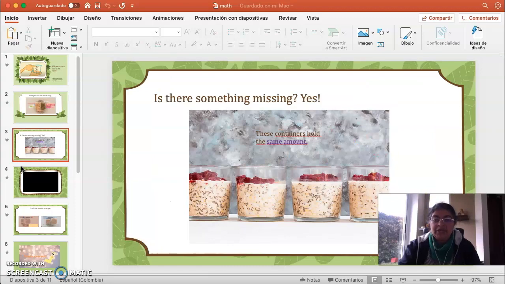In this image, you can see that these containers are exactly the same and they have the same amount of content. That means that they are having the same quantity of liquids or the same quantity of food. But is there something missing? Yes. Let's see the next video.